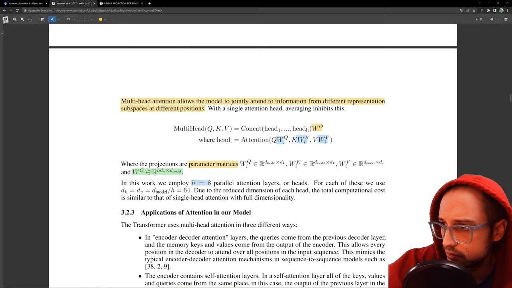For each of these, we use D key. Dimensionality of the keys is the same as the dimensionality of the vector values, which is the same as the dimensionality of the model over H, which is 64.